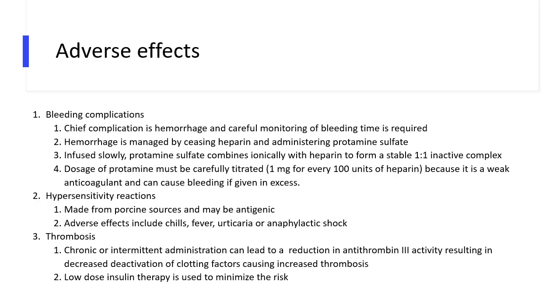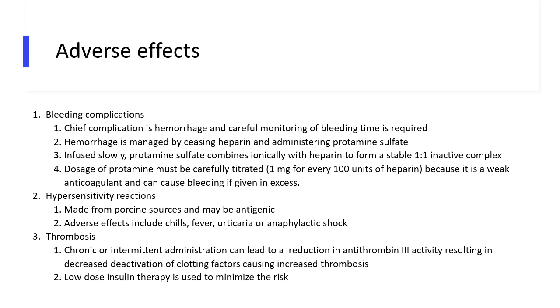Now, what are the adverse effects of thrombin inhibitors? First is bleeding complications. The chief complication is hemorrhage, and careful monitoring of bleeding time is required. Hemorrhage is managed by ceasing heparin and administering protamine sulfate. Infused slowly, protamine sulfate combines ionically with heparin to form a stable 1:1 inactive complex. Dosage of protamine must be carefully titrated, 1 milligram for every 100 units of heparin, because it is a weak anticoagulant and can cause bleeding if given in excess.